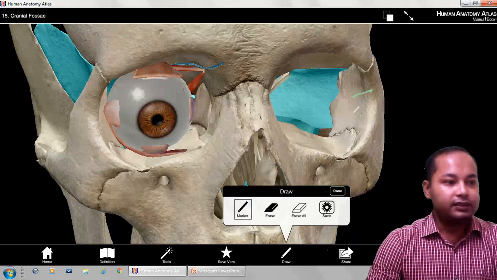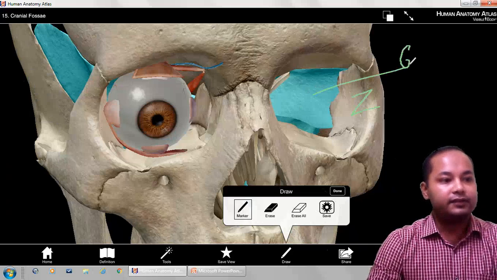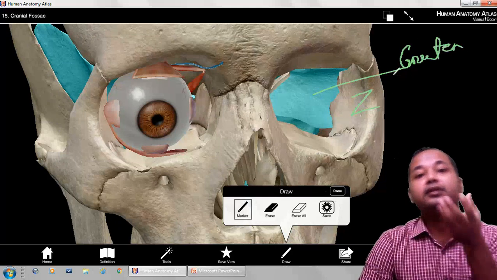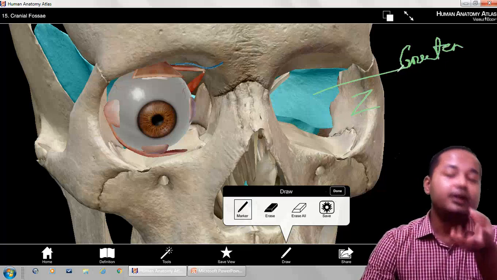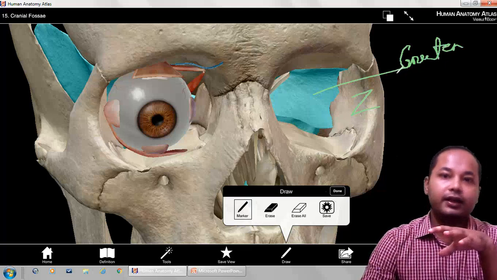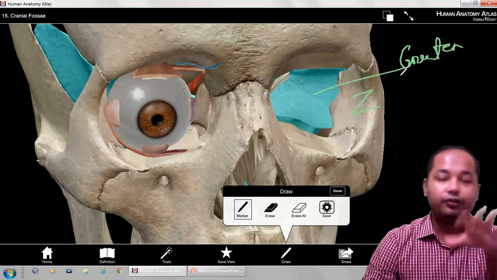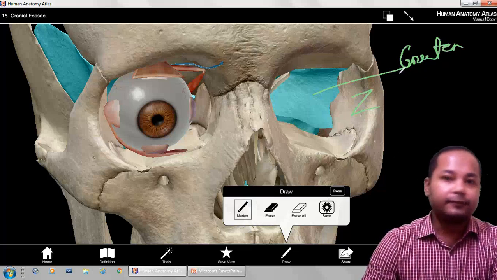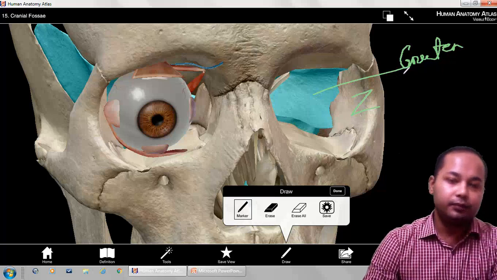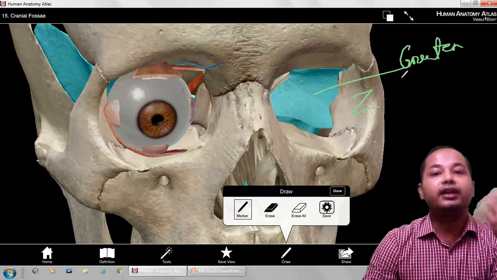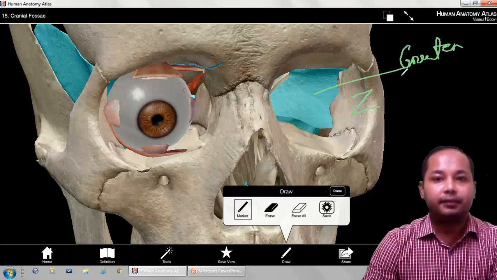This is the zygomatic bone, and this is the greater wing of the sphenoid. If you have the skull, it is very good. Take a look at the skull, otherwise it may be confusing. Or you can pause the video to orient yourself if you have missed any part.